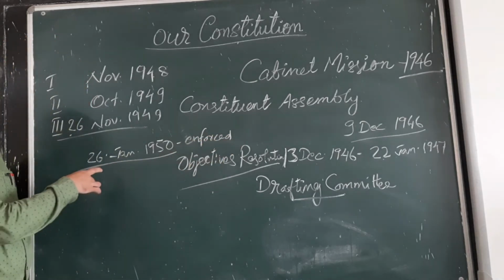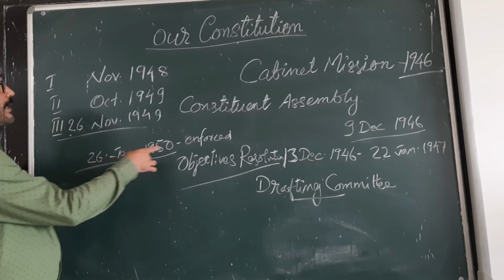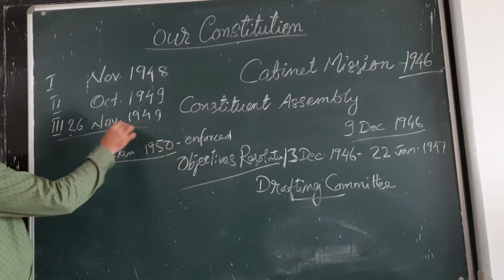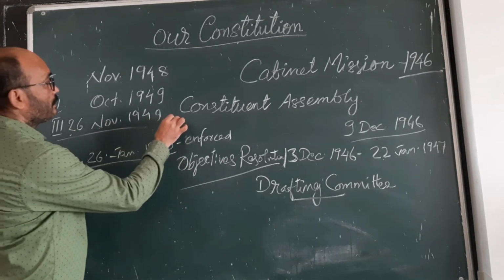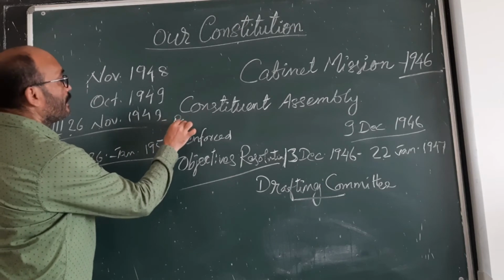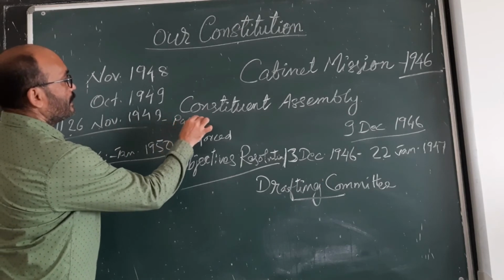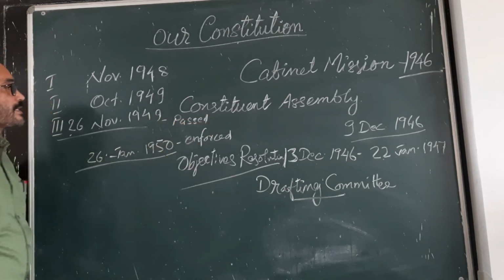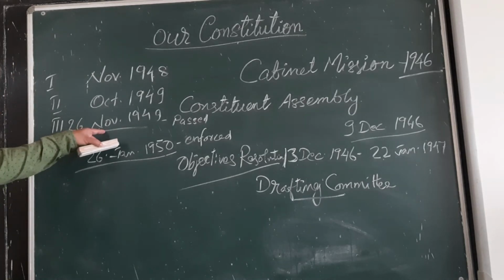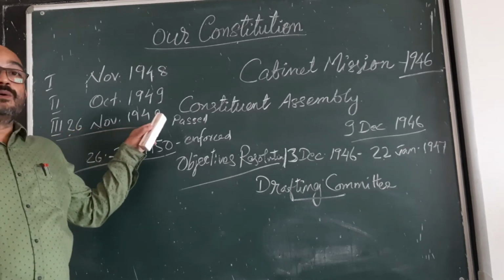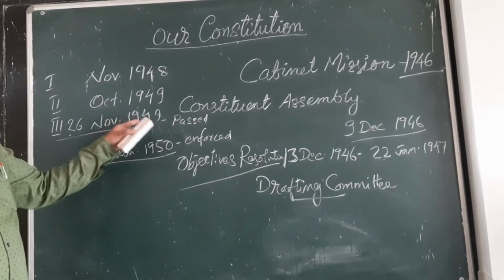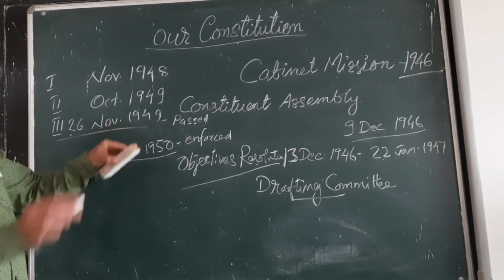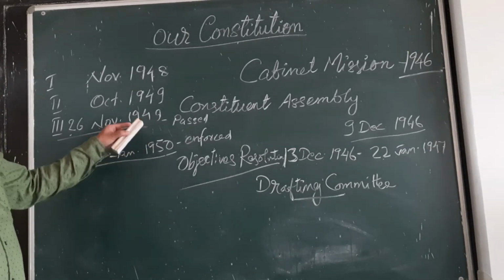Indian Constitution was enforced on 26 January 1950. Indian Constitution was passed on 26 November 1949. You know the difference: on this day our Constitution was ready and all the members of the Constituent Assembly agreed on the Constitution, so it officially came into being.